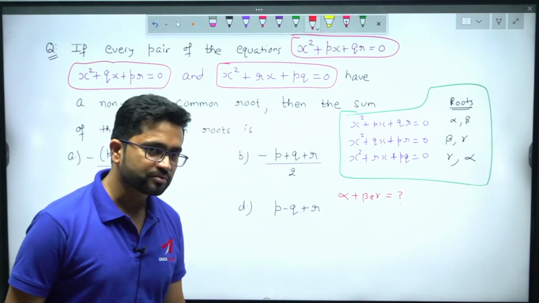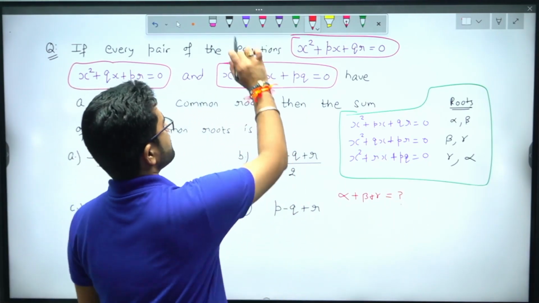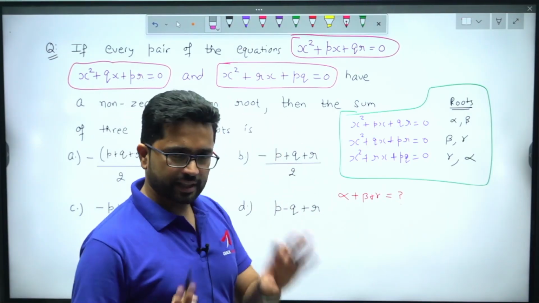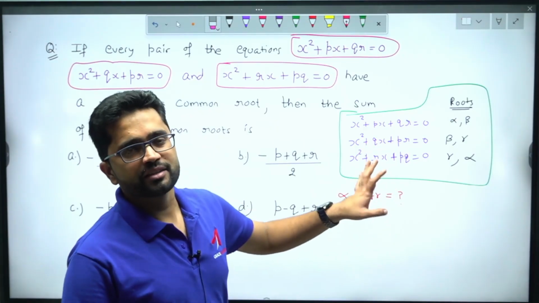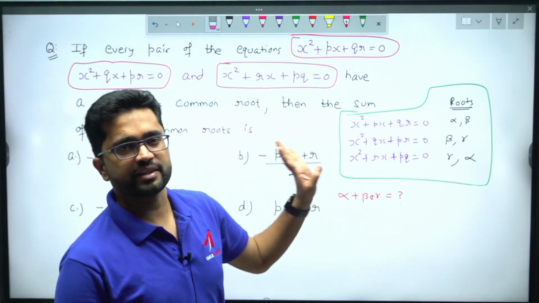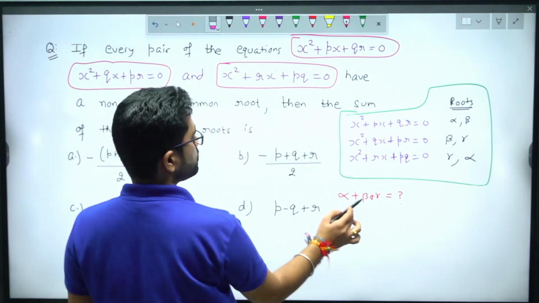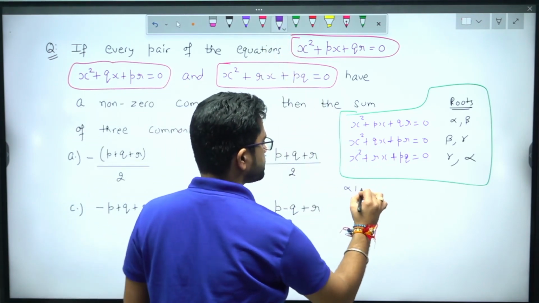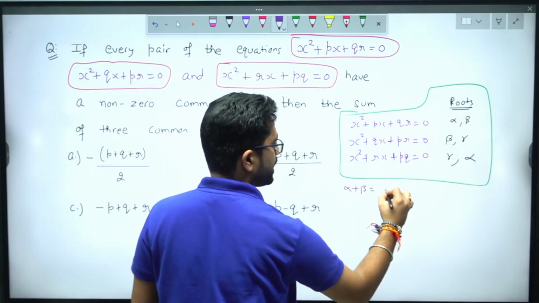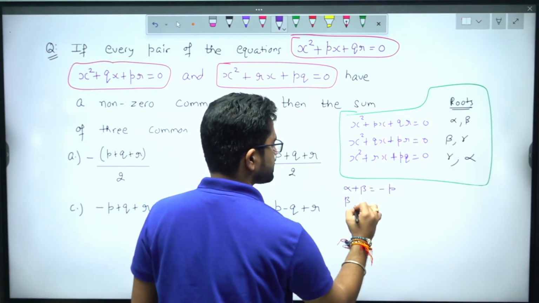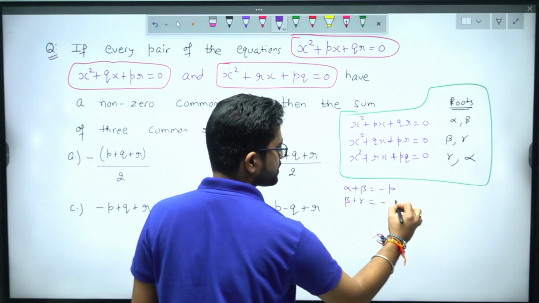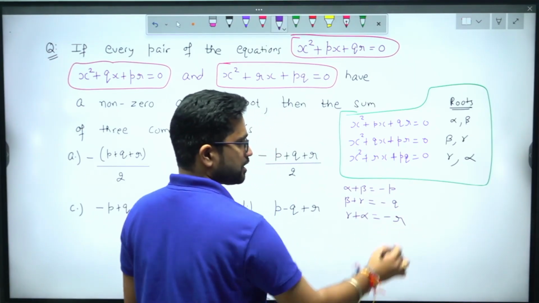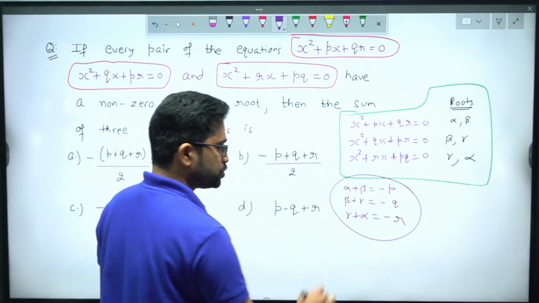So how should I solve? I will not go into the concept of a single common root just like the previous one, or two common roots, nothing like this. I'll simply apply the sum of roots. That will serve the purpose. We need the value of alpha plus beta plus gamma. Now, what is alpha plus beta from the first equation? It is minus p. What is beta plus gamma from the second equation? It is minus q. What is gamma plus alpha? Minus r. Now simply add them all. So you will get what?